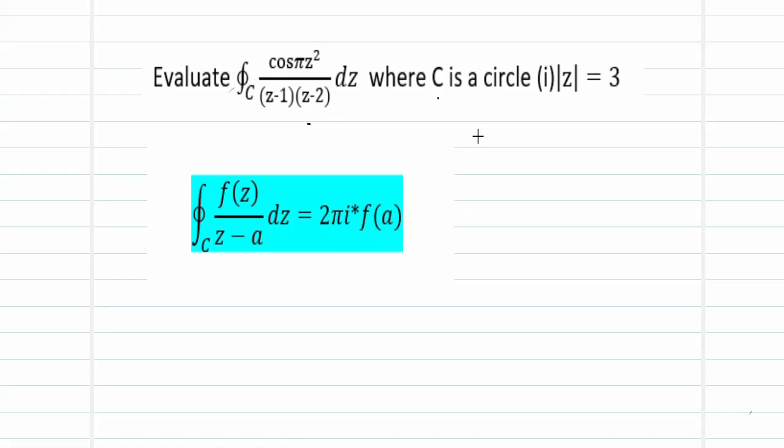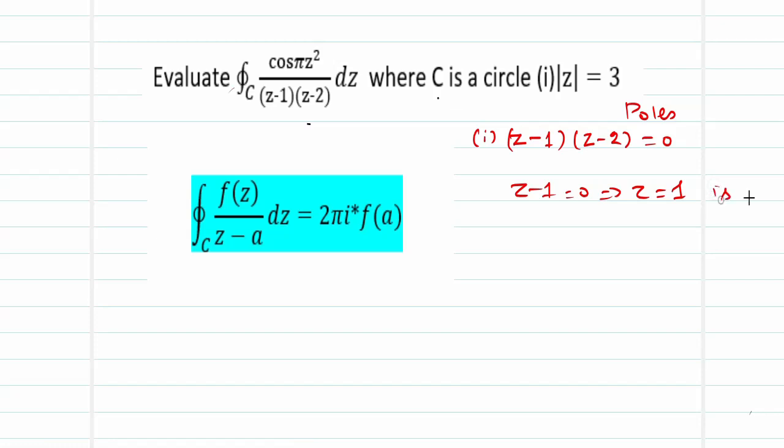The first point is to identify the pole. On identification, the denominator equated to 0 gives us the poles. So z minus 1 into z minus 2 equal to 0 gives the values of the poles or the singularities. So z minus 1 equal to 0 gives us z is equal to 1 and power is 1, so this is a simple pole. Next, I have z minus 2 is equal to 0. This gives me z is equal to 2. Again, this is also of power 1, hence a simple pole.